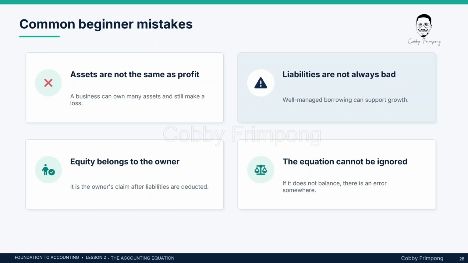Common beginner mistakes. Common mistakes include thinking assets mean profit, assuming liabilities are always bad, forgetting that equity represents the owner's claim and ignoring the need for the equation to balance. If assets do not equal liabilities plus equity, there is an error in recording, classification, or calculation.